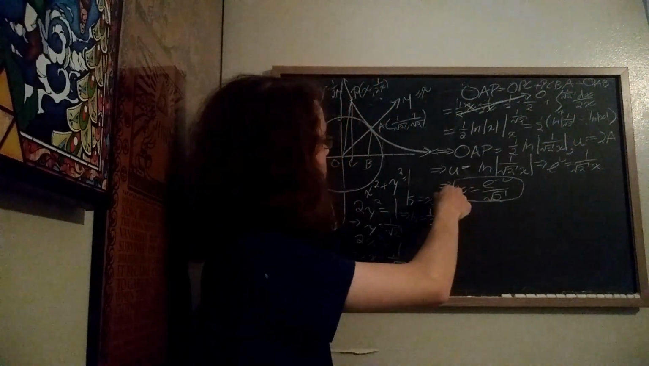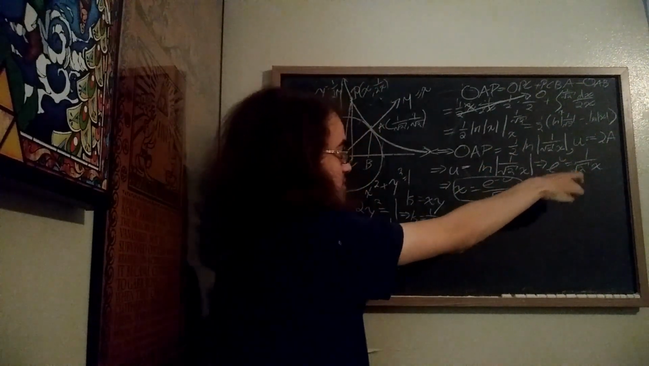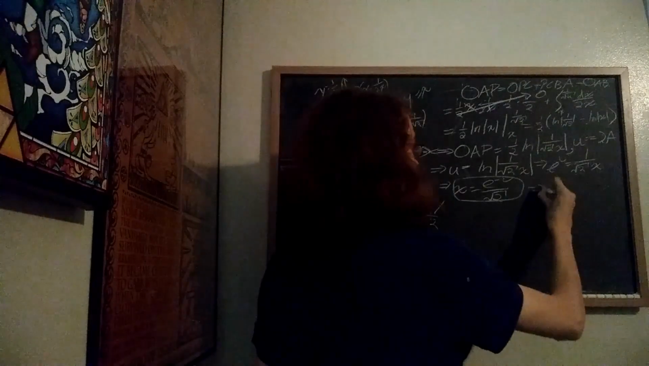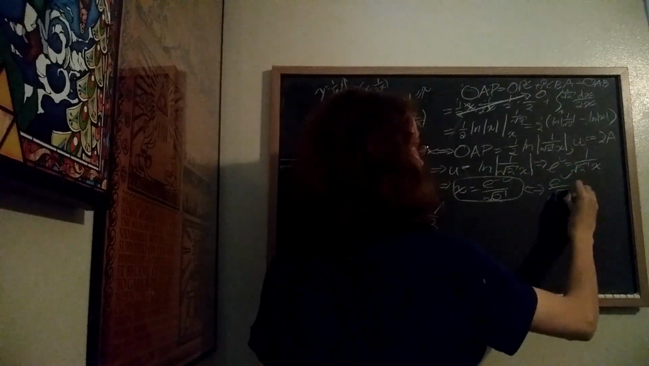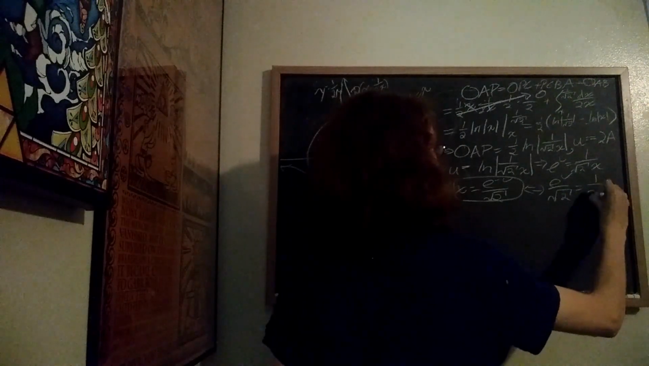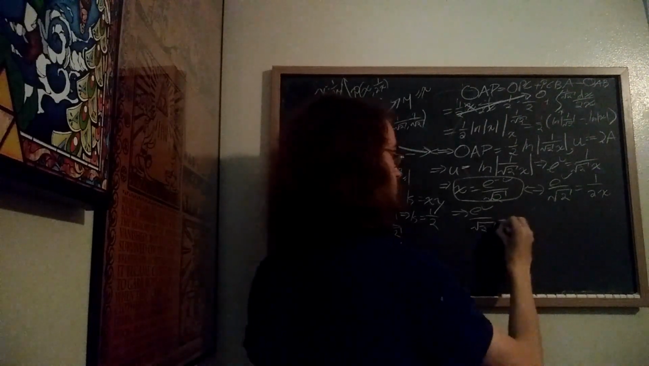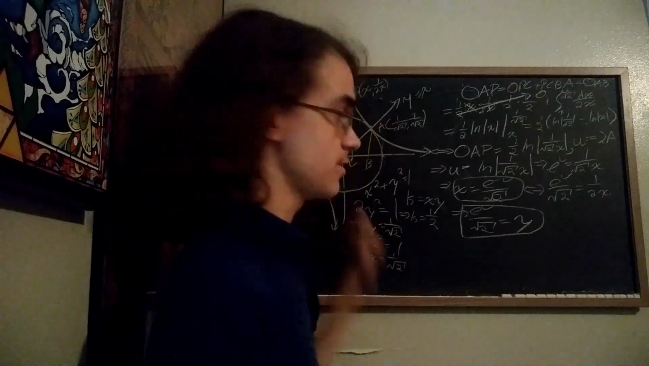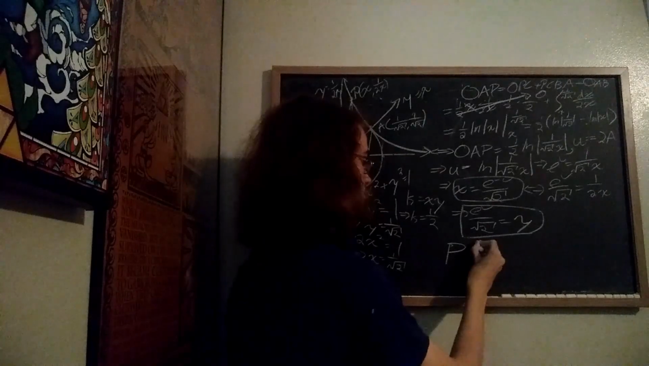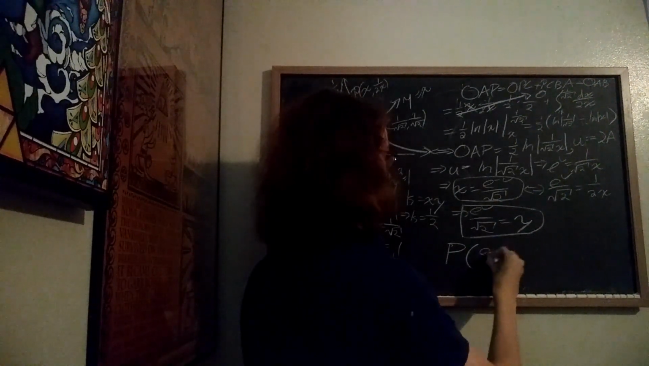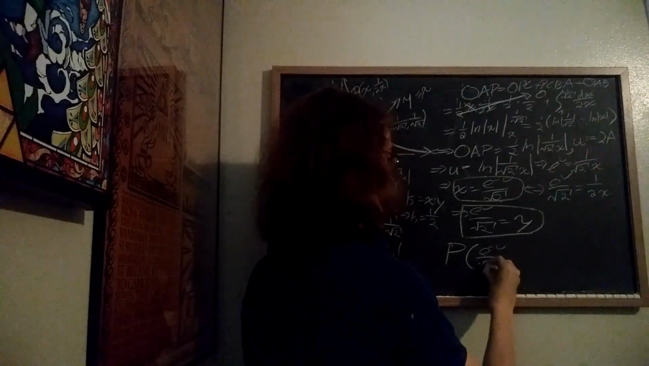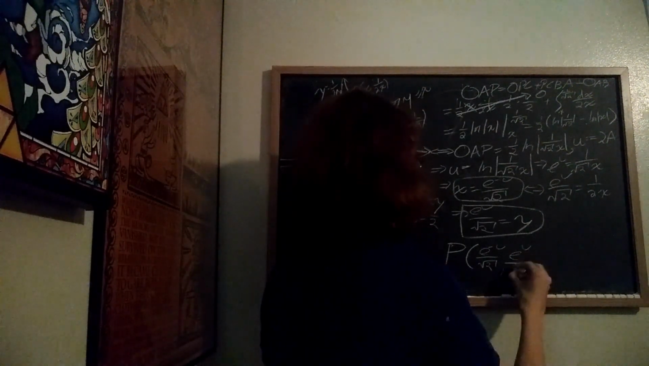Now to find y, we know y is 1/2x. So all we have to do is go back to this step and divide both sides by √2, and we get that e to the u over √2 is equal to 1/2x, and thus e to the u over √2 is going to be equal to y. And so now we can write this coordinate as p of u equals e to the minus u over √2, e to the u over √2.